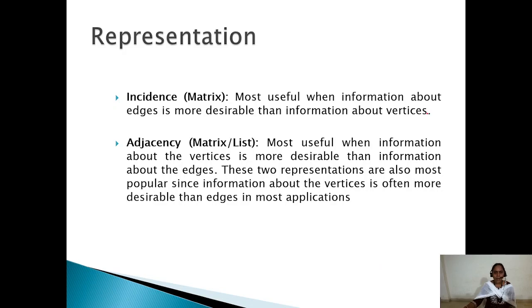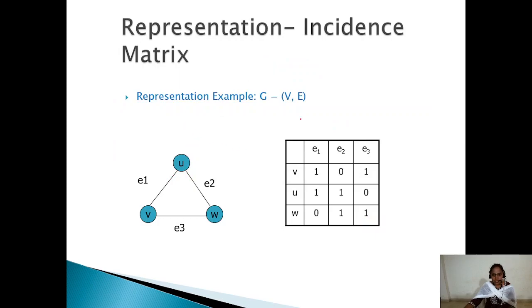Next, matrix representation. There are three types. First is the incidence matrix, second is the adjacency matrix, and third is the adjacency list. First we discuss the incidence matrix. What is an incidence matrix? It is most useful when information about edges is more desirable than information about vertices. This is the incidence matrix, for an undirected graph.